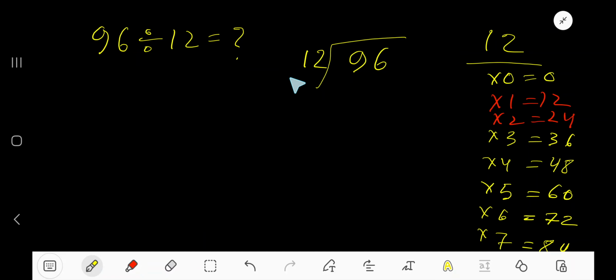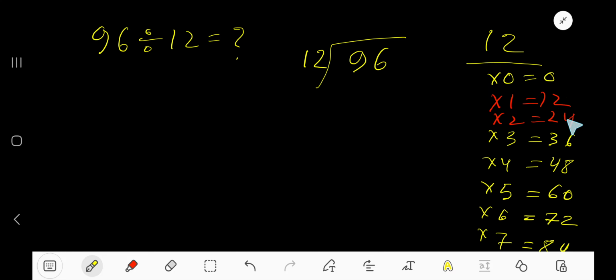96 divided by 12. Here 12 is a divisor, so we need the multiplication table of 12. 12 times 0 is 0, 12 times 1 is 12, 12 times 2 is 24, 12 times 3 is 36, 12 times 4 is 48, 12 times 5 is 60. To find the multiplication table of 12, just add 12 to the previous step.